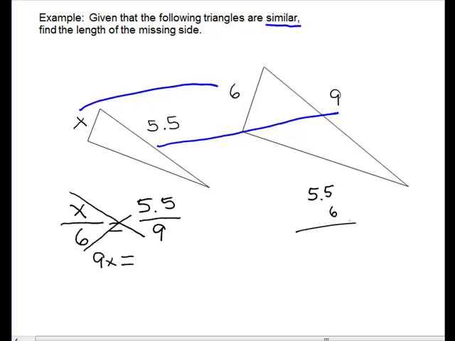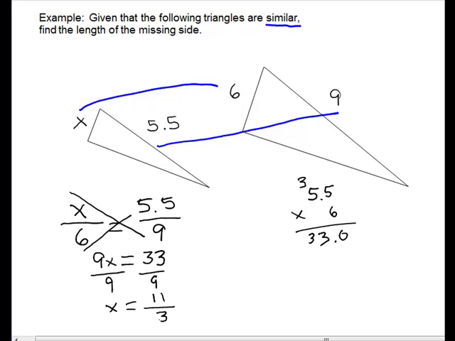5.5 times 6, so 30, and 30 plus 3, 33, and 1 decimal space in. So it's actually just going to be 33. We can drop that 0. And now we will divide out the 9. We could reduce first if we want to. These have a common factor of 3. 3 into 33 will go 11, and 3 into 9 will go 3.